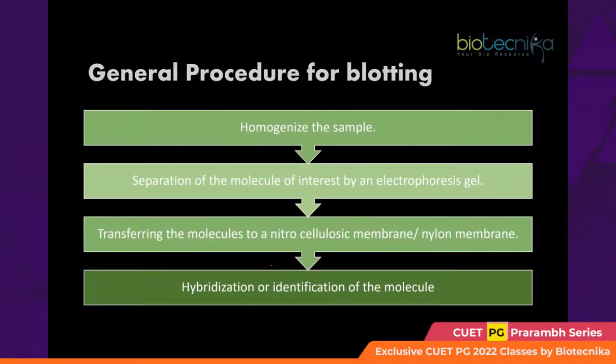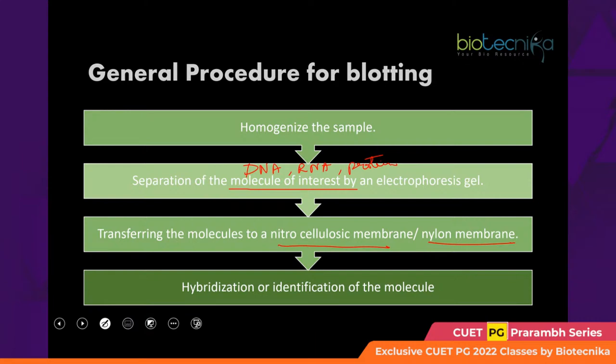If you see the general procedure of blotting, first of all, we homogenize the sample. Then we separate the molecule of interest, whether it is DNA, RNA or protein, by electrophoresis gel. Then we transfer those separated fragments from the electrophoresis gel, in the same pattern, onto a nitrocellulose membrane or a nylon membrane. Once it has transferred, we detect the DNA, RNA or protein that has stuck on the membrane with the help of labeled probes.